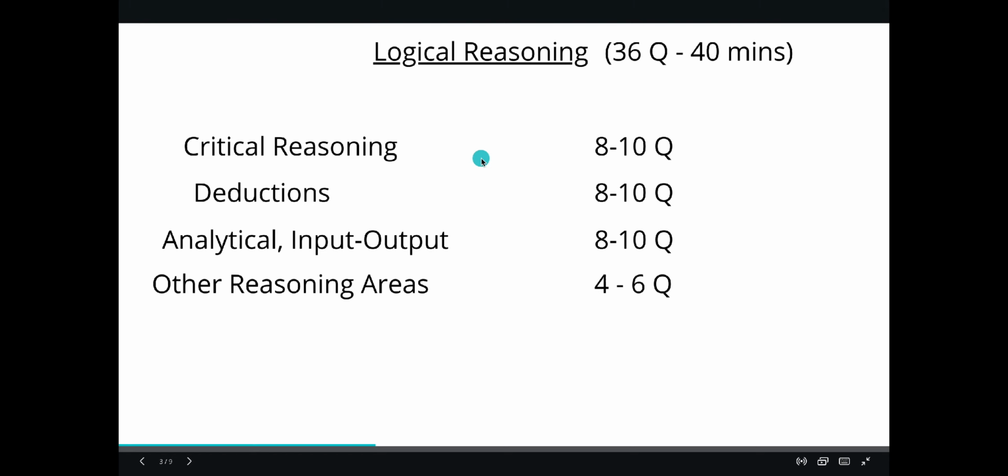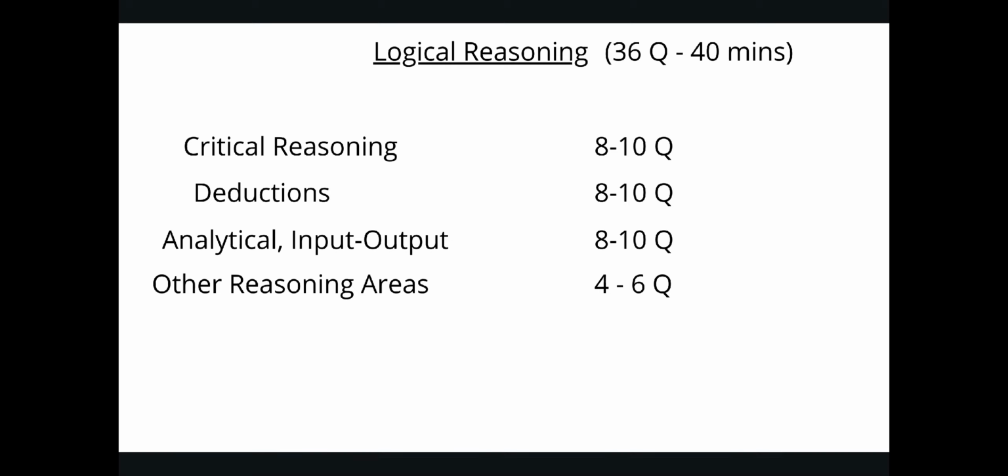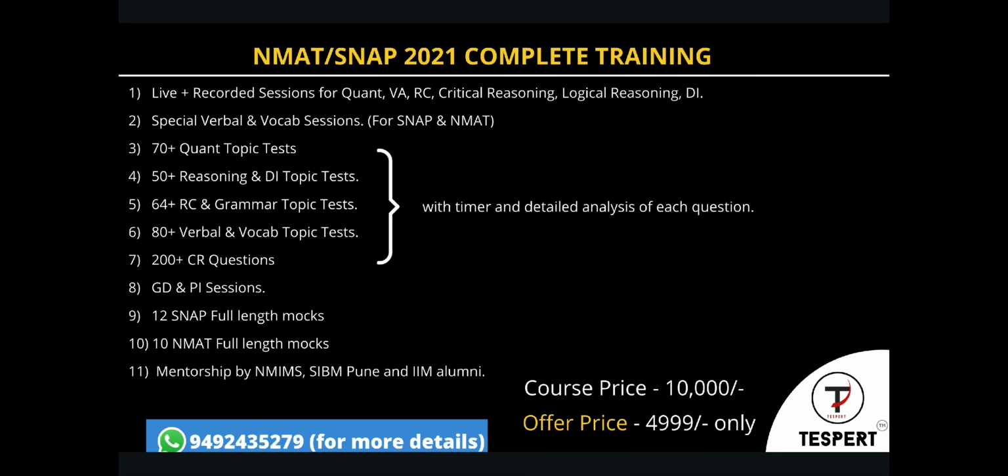I hope you are clear with the NMAT pattern now and the most important questions. And regarding the most important B-schools that come under NMAT, what I generally recommend is to apply for the main campus NMIMS, and the second one you can target is KJ Somaiya, and the third one is XIMB Bhubaneswar.